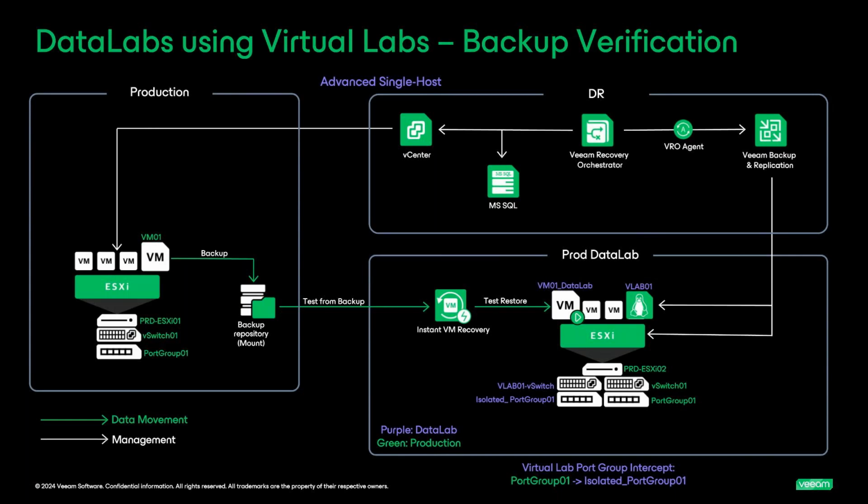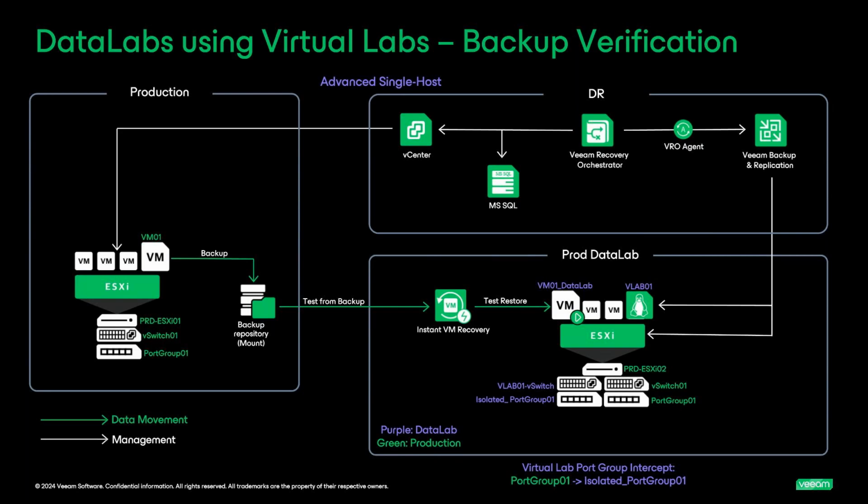Basically, what we're saying is for this particular environment, we can actually do verification of backups at the same location. So note that production side is on the left-hand side, but we're looking at the prod lab on the right-hand side. So it's actually the same ESXi host. You can see in the green on both sides at ESXi1, but ESXi02 on the data lab side. But we've got the same virtual switching between them. We've got the same port group that we're using.